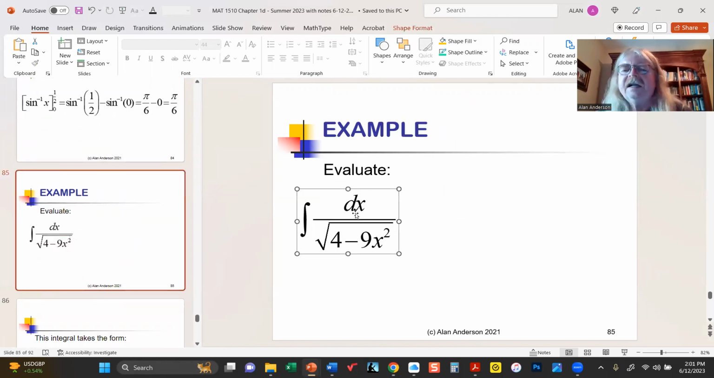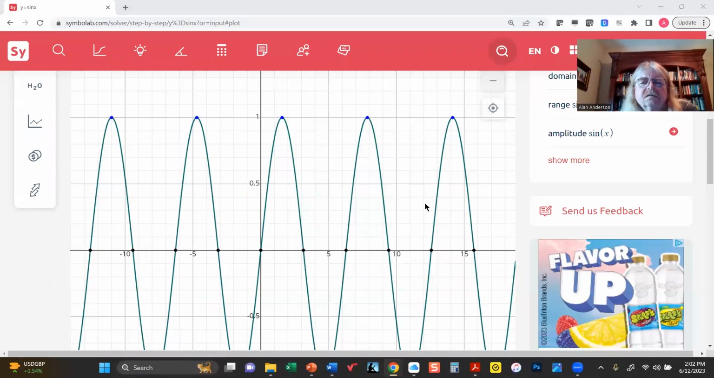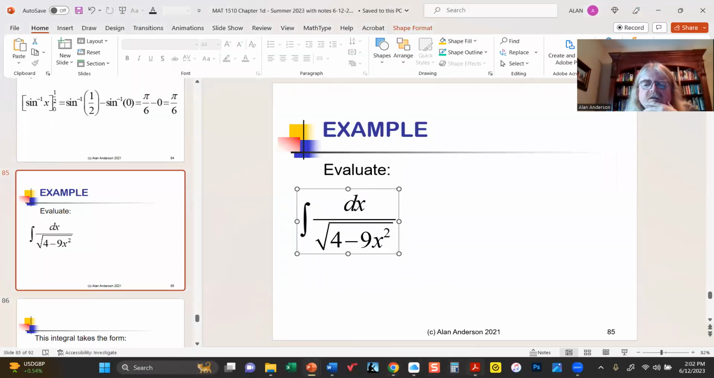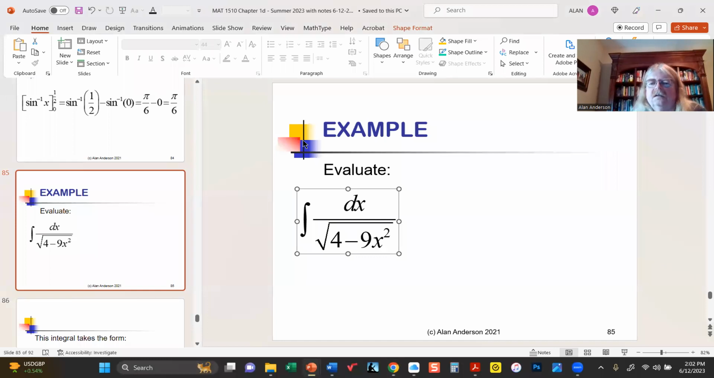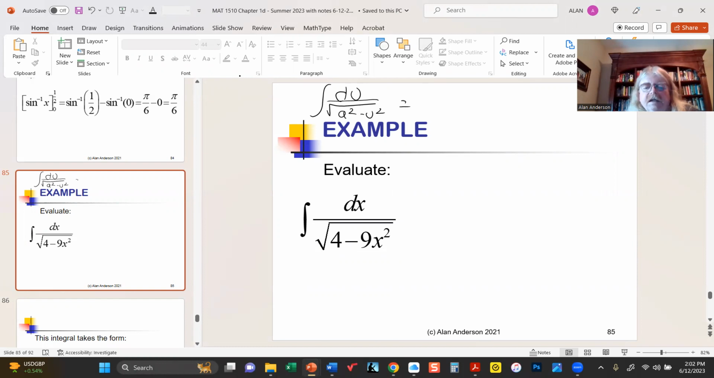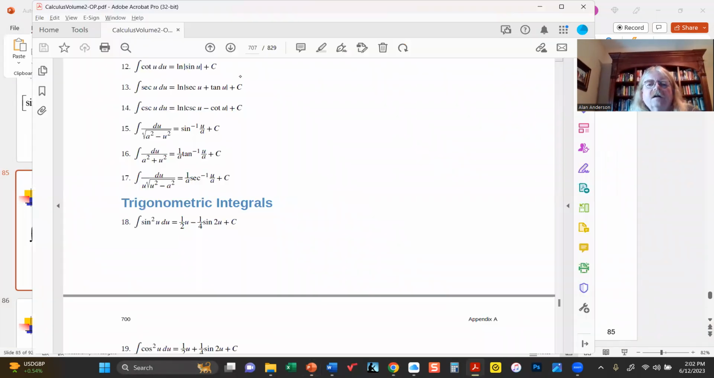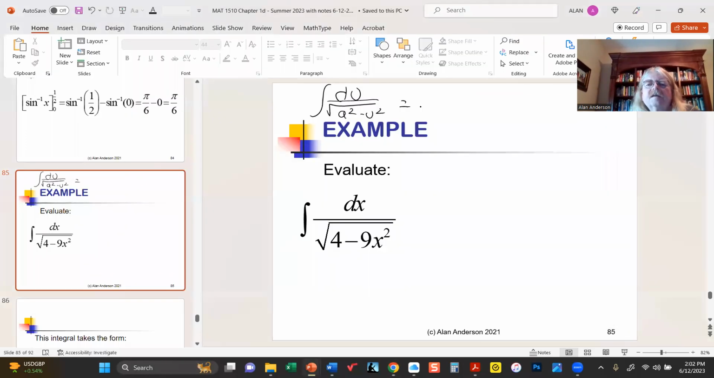Now, remember, if you look at our list from the book, any integral in the form du over radical a squared minus u squared equals, as we just saw, the arc sine of u over a plus c. Do we have that here? All right, let's find out.